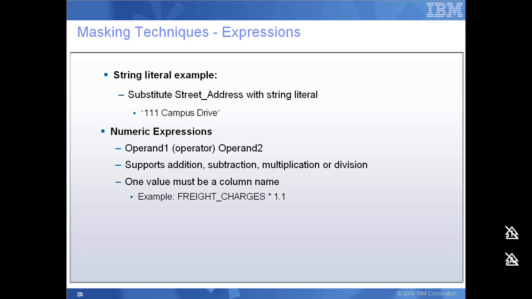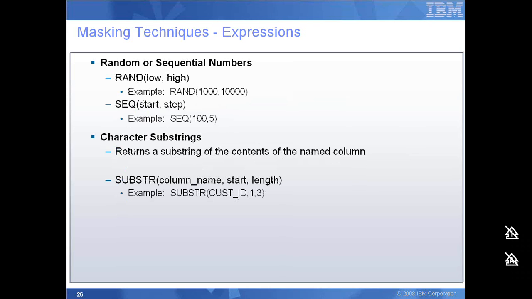I can also use numeric expressions wherein I modify the values using a variety of mathematical operations like addition, subtraction, multiplication, or division. Now the values used in the numeric expression have to be a column name. Other examples of expressions include random or sequential numbers. I can make use of built-in functions like random and sequential, wherein I can specify how the random number is calculated.